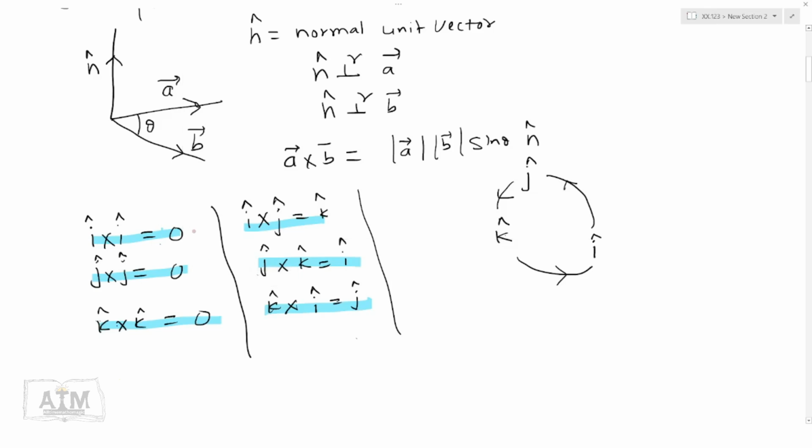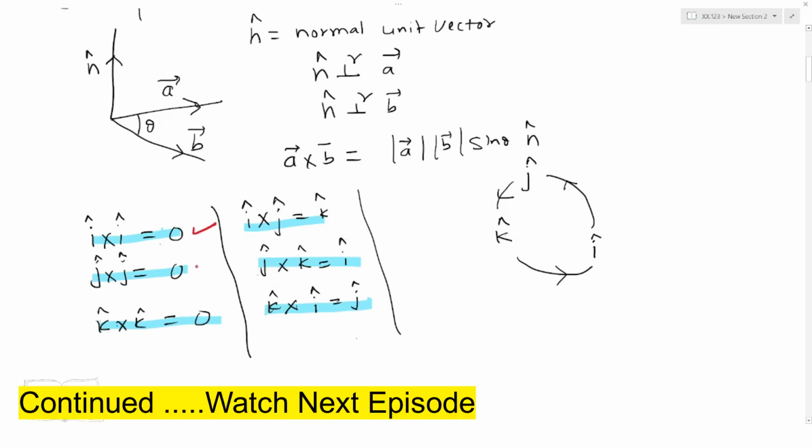After that, i cross i equals 0, j cross j equals 0, k cross k equals 0, because i cross i is parallel to itself. When two vectors are parallel, the angle between them equals 0 and sin 0 equals 0. Both vectors are parallel to each other, therefore the angle between them equals 0. Therefore i cross i equals 0, j cross j equals 0, k cross k equals 0.